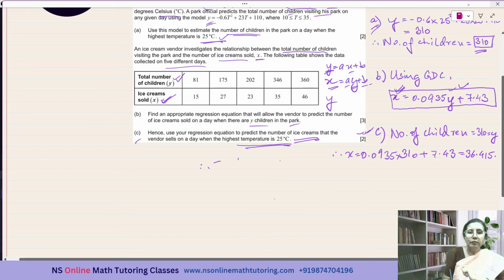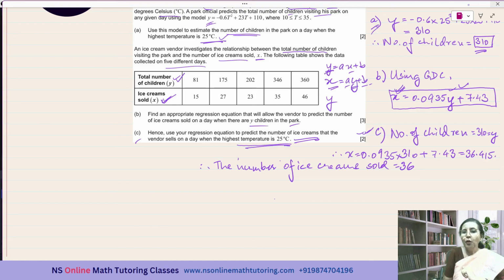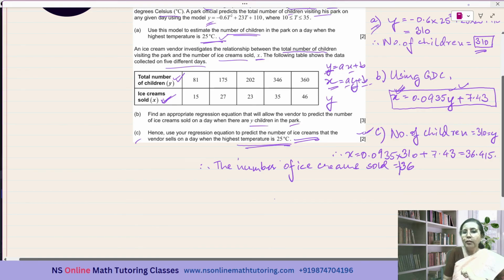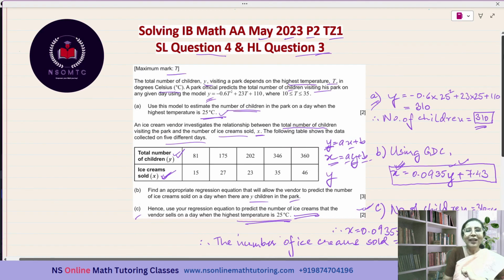Therefore, the number of ice creams sold is equal to 36, because I am having 36.4, so I am taking the number value as 36. And so we have solved this question number 3 completely.